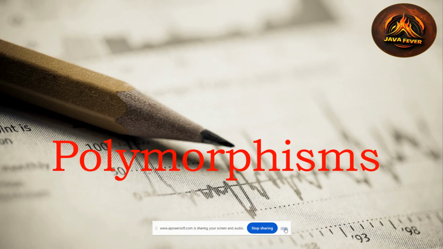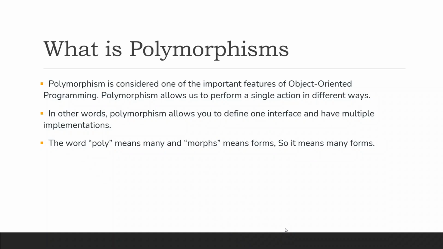So let's see what polymorphism is. Actually, poly means many and morphs means forms. So the word poly means many and morphs means forms. It means many forms. So you can say that polymorphism is one object, multiple work, or one object, multiple forms, one object, multiple instances. This is polymorphism.